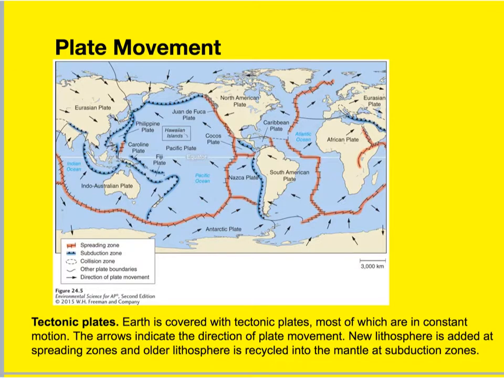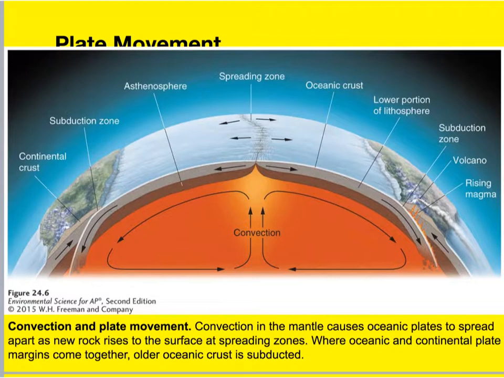Earth is covered by tectonic plates, most of which are in constant motion, even though we can't feel it and don't realize it. On this diagram, the arrows indicate the direction of the plate movement. New lithosphere is added at these spreading zones, and older lithosphere is recycled to the mantle in these subduction zones. As oceanic plates move apart, rising magma forms new oceanic crust on the seafloor at the boundaries between those plates. This process, called seafloor spreading, is shown here in this figure.